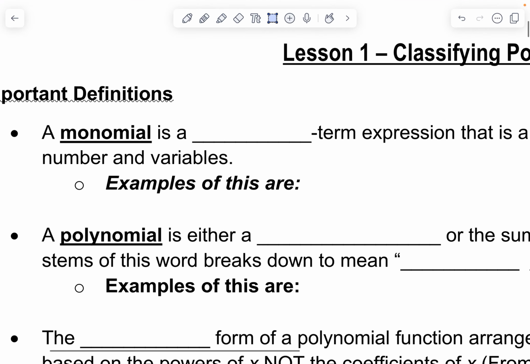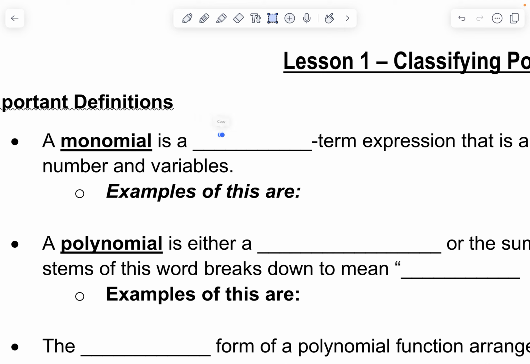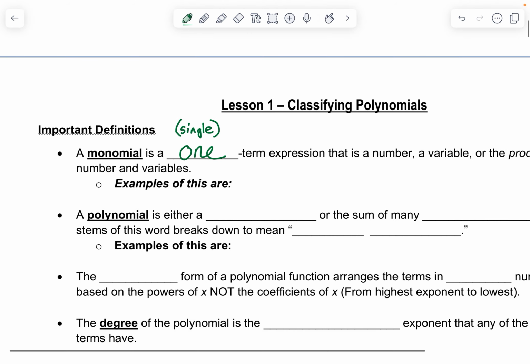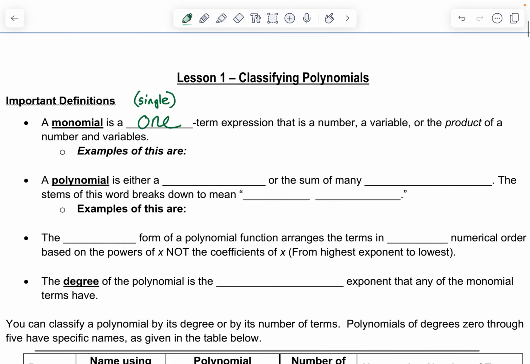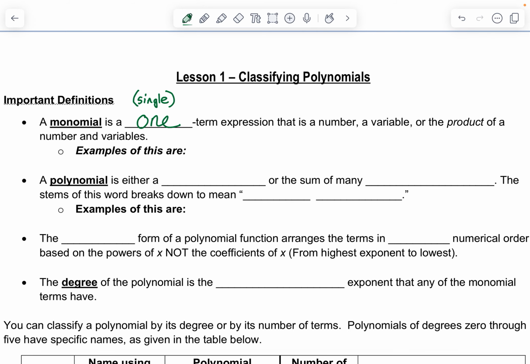So a monomial is a one-term expression. You might also hear people say single term, so I'll throw that in there as well. A one-term expression that is a number, variable, or the product of a number and variables. So it could look a couple different ways. Examples are a number, so we've got 3. You could also have just a variable. Let's go with just x, classic.